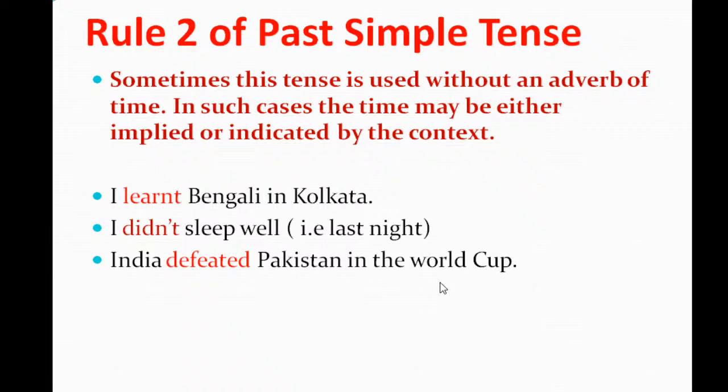Where did I learn Bengali? In Kolkata. But when? Kab sikha maine? Pata nahi. So when we do not know the time, we can still use past simple tense and not mention the time, because at times we are not sure of when exactly it happened, or we do not want to give importance to that time. So I learned Bengali in Kolkata. Similarly, I learned Marathi in Malkapur. I can say that, right? How long ago? Not important.